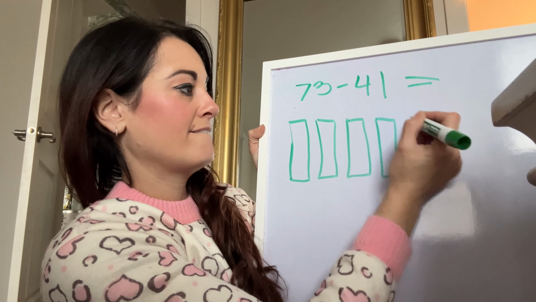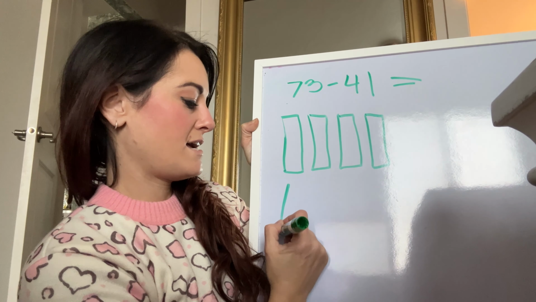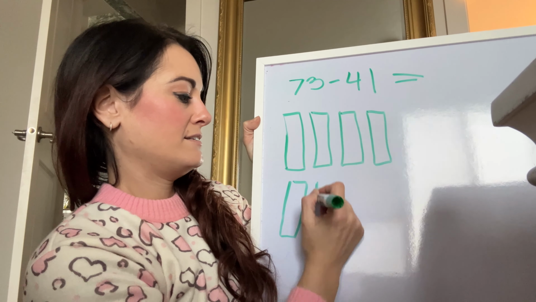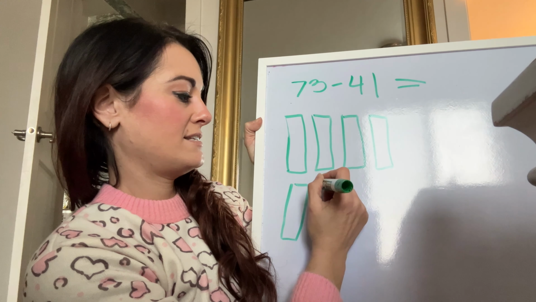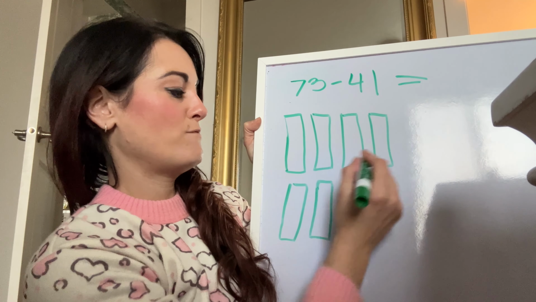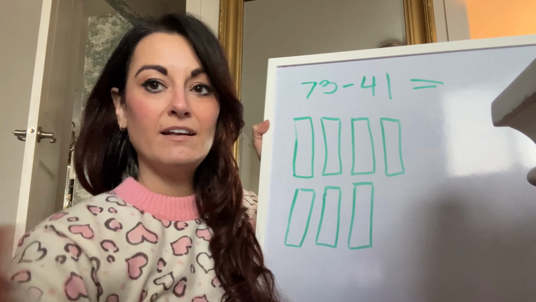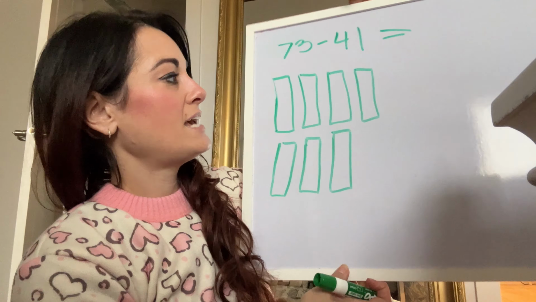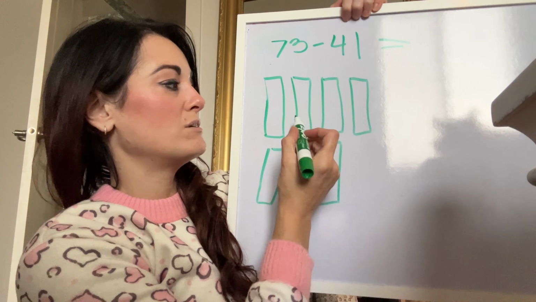4, 5, 6, 7. 1, 2, 3, 4, 5, 6, 7. This is 7 tens right here because each of these green ones is 10.